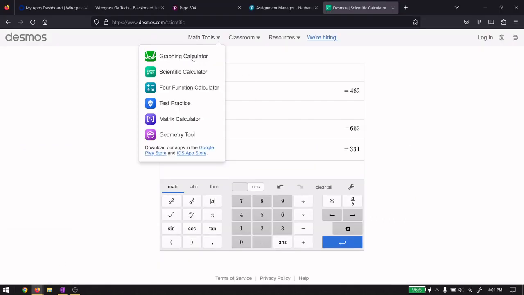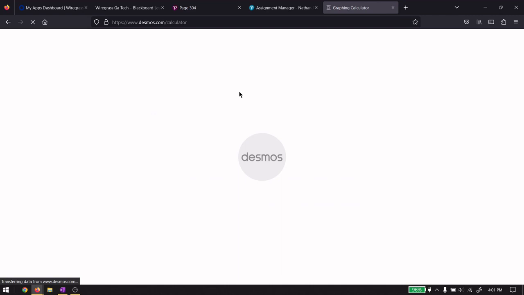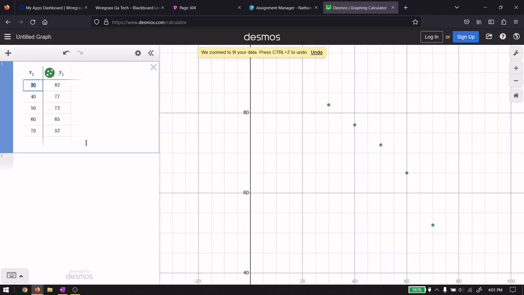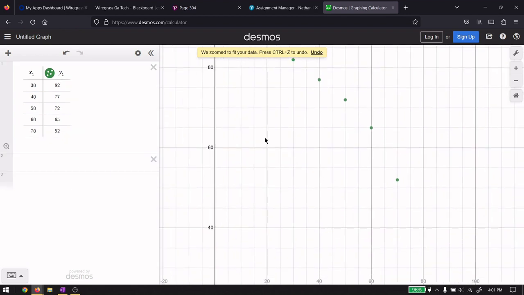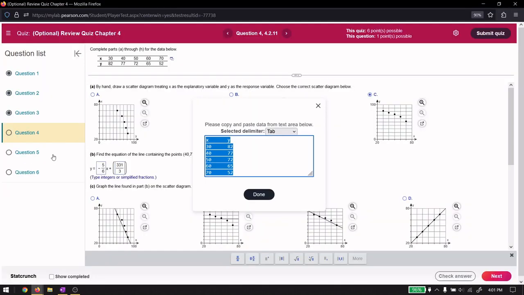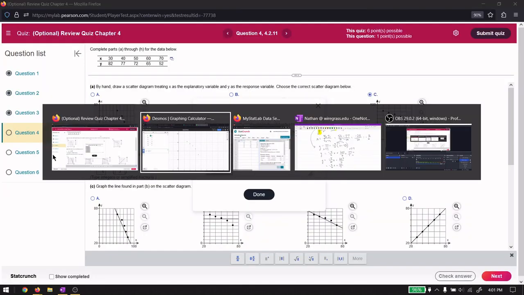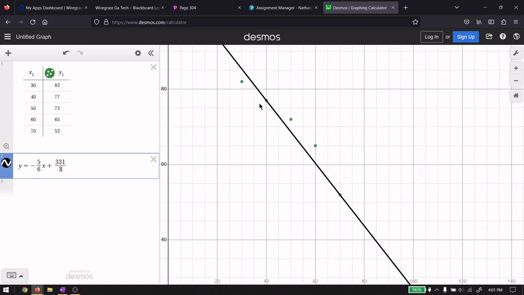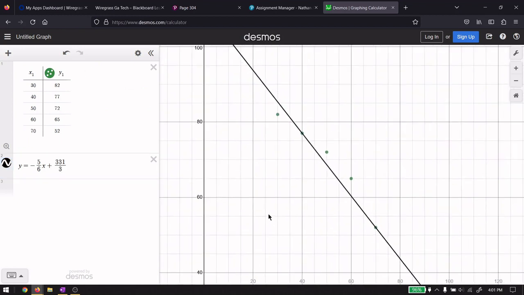So here I'm going to go to the graphing calculator. And if I paste the data, yep, it gives me a table already because Desmos understands how to read it. Okay, now we know we have a line. The line is y equals negative 5/6 x plus, what was it? 331 over 3. And you can see it does indeed pass through those 2 points.